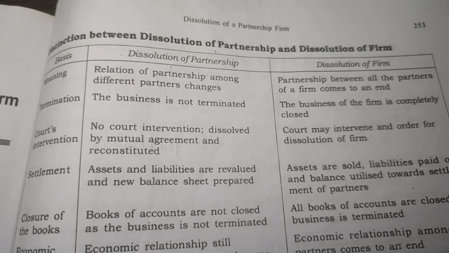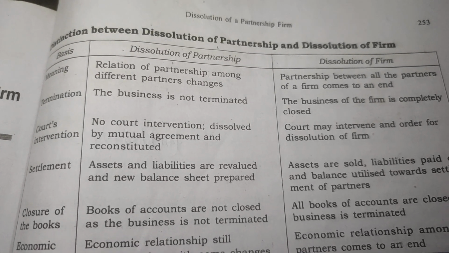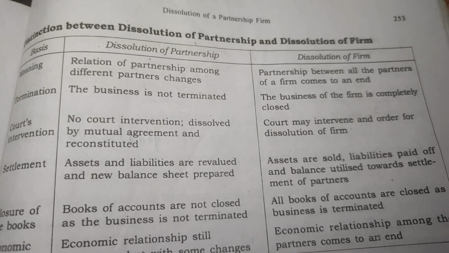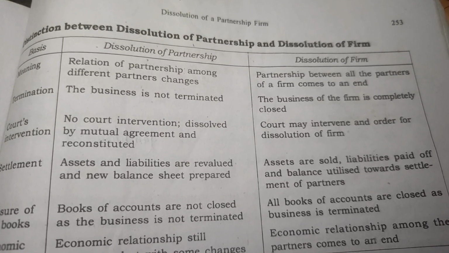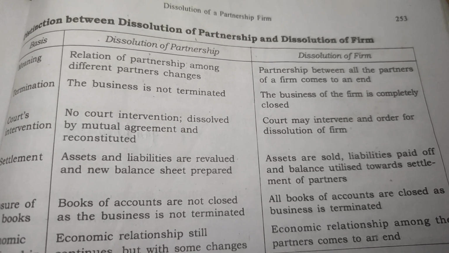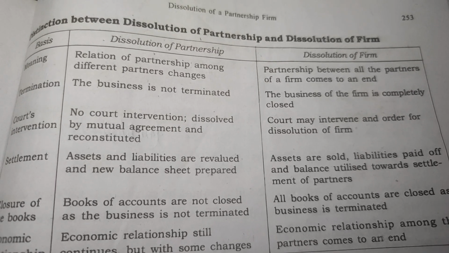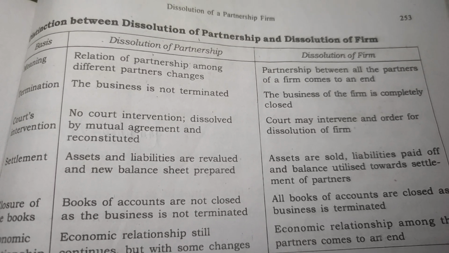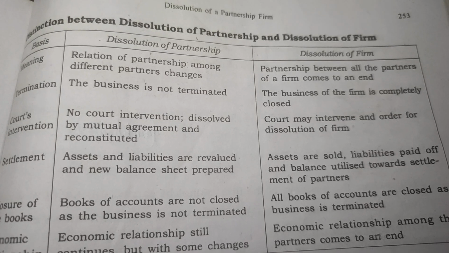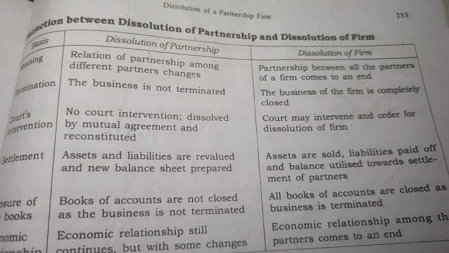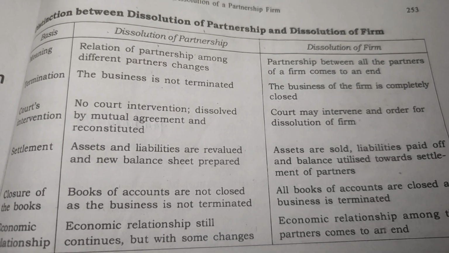In dissolution of partnership, the relation of the partnership among different partners changes. In the dissolution of the firm, partnership between all the partners of the firm comes to an end. Then the business is not terminated in the first case, that is, business will not come to an end. In the second case, the business of the firm is completely closed.